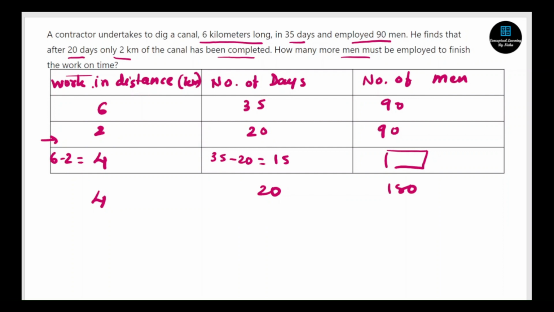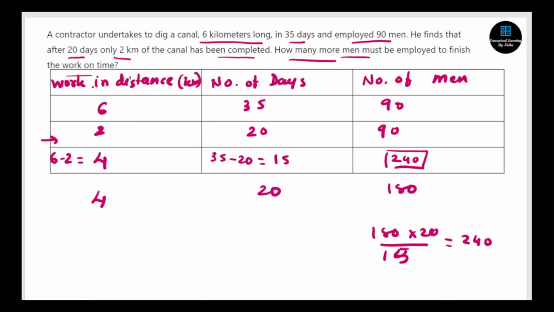Now 4 kilometer and 15 days. Here which proportionality? Distance is common, so number of days and men are inverse. So I have to write 180 into 20 upon 15. This is 12 into 20, I'll get 240. So 240 men are required to complete the work in the remaining 15 days.